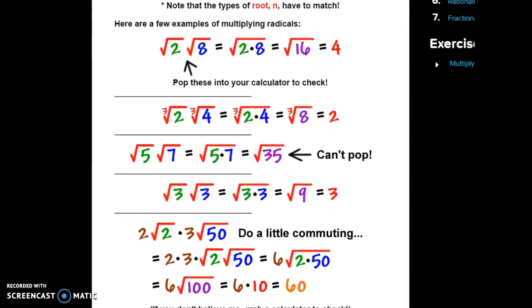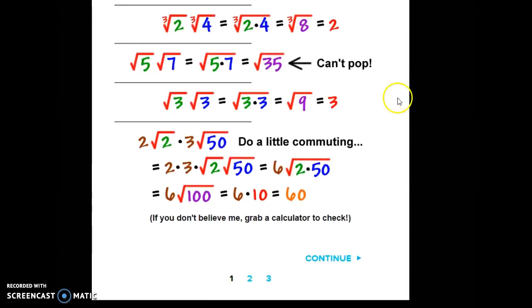Okay, we're not going to bother with the cubed root example they give us, but we're going to go down here and look at this example. It says the square root of 5 times the square root of 7. Because our rule tells us that since the root is the same, both being square roots because there's no number here or here, we can say the square root of 5 times 7, which is the square root of 35. And the words here are "you can't pop it." What it means is you don't have two pieces that can pop out. And so you just leave your answer as the square root of 35.